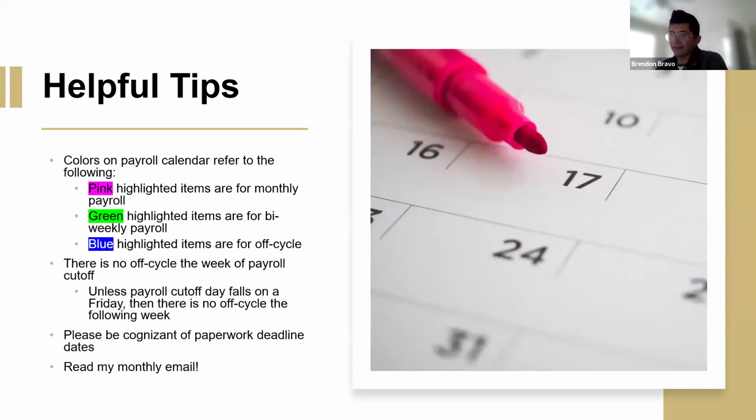So the colors on the payroll calendar: pink items are monthly payroll, green is biweekly, blue is off cycle. There is no off cycle the week of payroll cutoff. So unless payroll cutoff day falls on a Friday, there is no off cycle the following week. For example, tomorrow's payroll cutoff for January, so there's not going to be an off cycle next week.